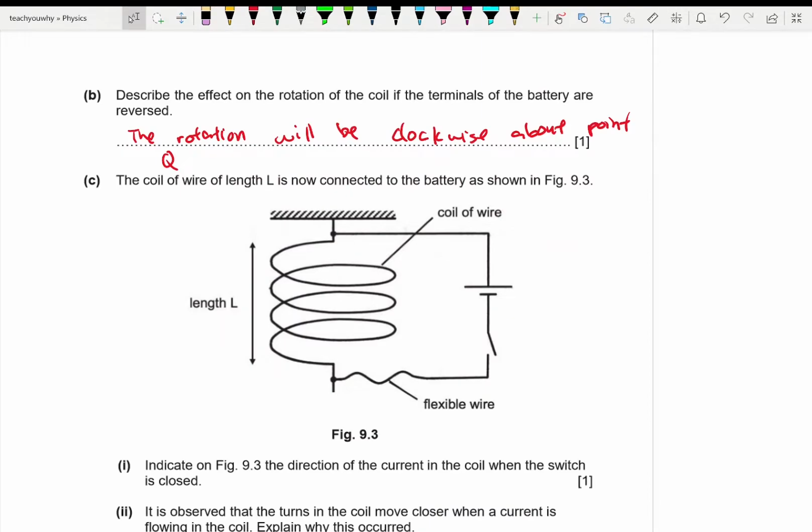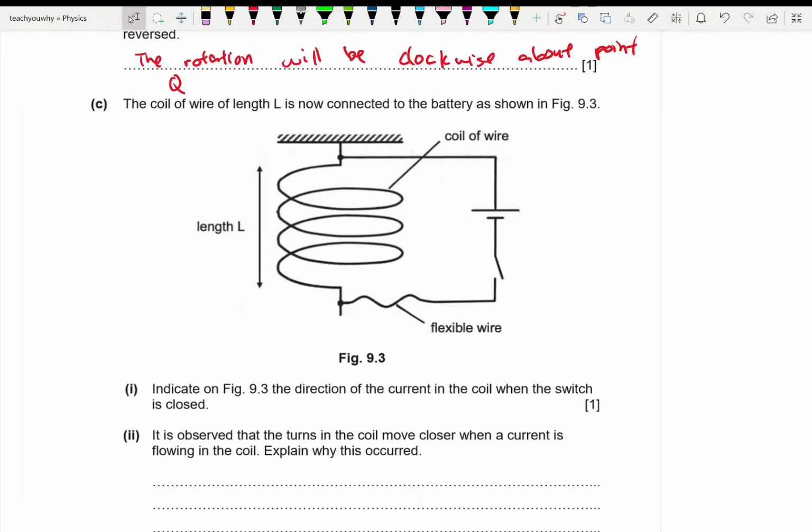Part C. The coil of wire of length L is now connected to a battery as shown in figure 9.3. Indicate on 9.3 the direction of the current in the coil when the switch is closed. Quite easy. You just need to follow positive, negative. Conventional current flows from positive to negative. So you go here, here, and here, and then it goes here. Then it forms a loop like this. That's how we get 1 mark.